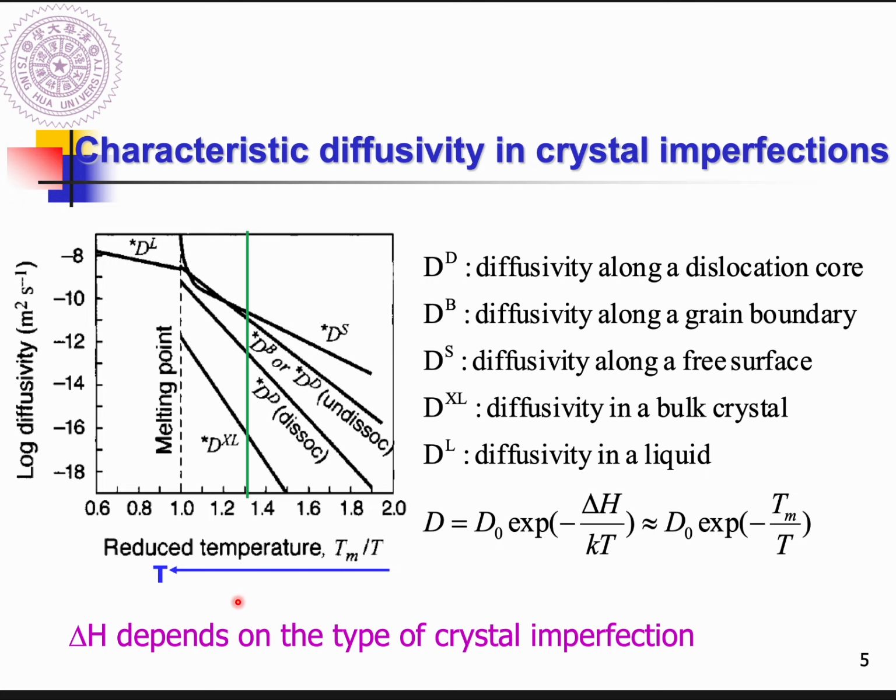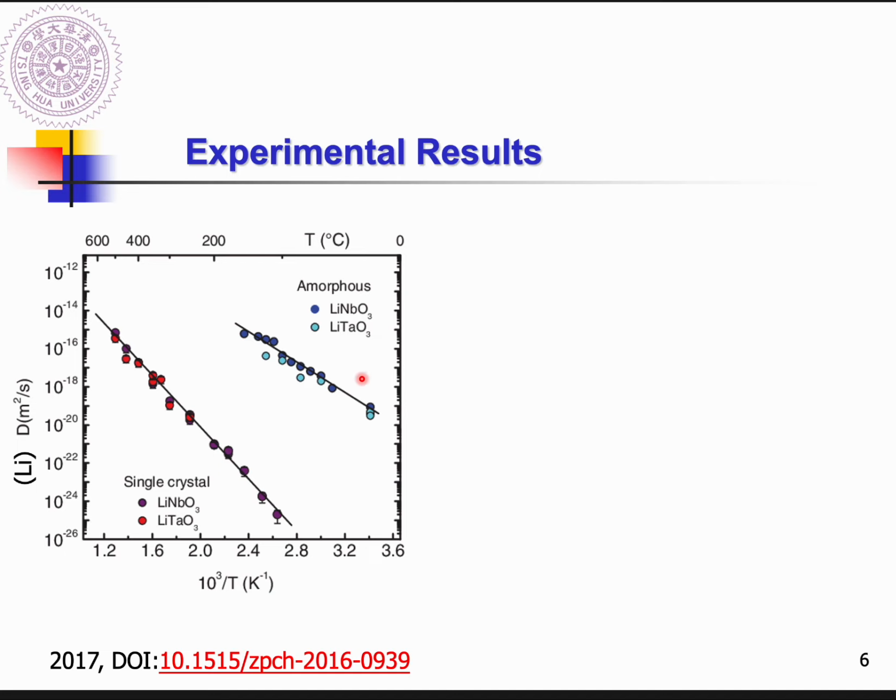And the other thing is, I grabbed some figures with experimental results to show you that the material structure did affect the diffusivity of specific atoms. The data here is for lithium niobium oxide. We have single crystalline LiNbO3 and an amorphous one. We also replace the Nb with Ta and again have a single crystal and an amorphous one. The vertical axis is the diffusivity of the lithium atoms, and the horizontal axis is 10 to the 3 divided by temperature, so it is a reciprocal of temperature.